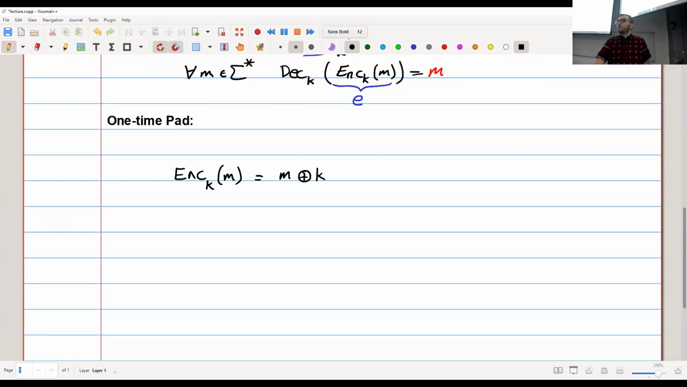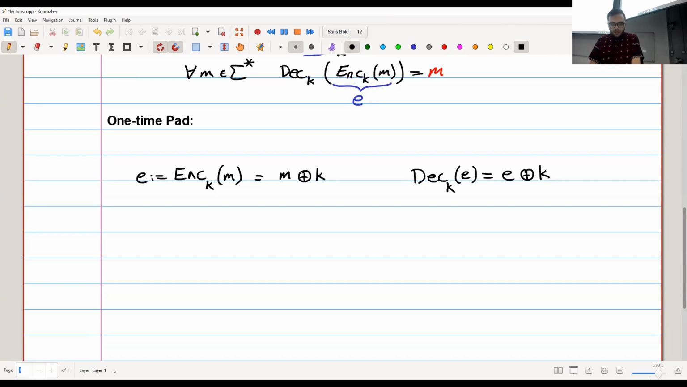Okay. Now, what would the decryption look like? If in order to encrypt, I just XORed it with K, the decryption would be exactly the same as the encryption, right? So I'll just XOR it again and I'll get my original message back. So this is E. E was the result of encrypting M using K. And then if I want to decrypt this same message E using the same key K, I just define this as E XOR K. And it's super easy to check that you have the properties that you wanted.